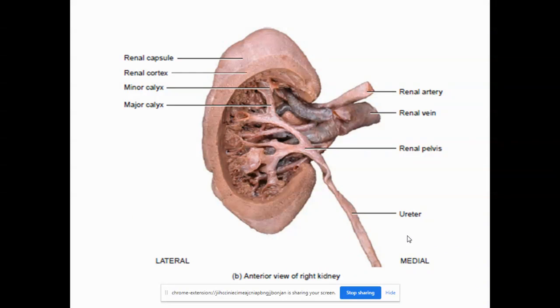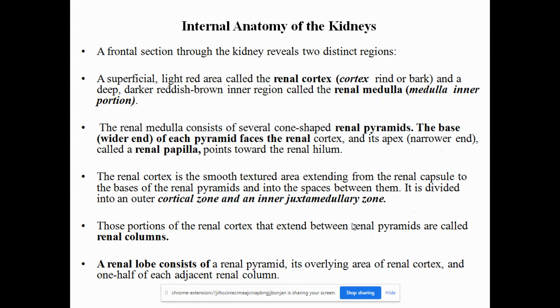So this is the dissection of the kidney, the dissected histology of the kidney, which is showing the renal capsule, renal cortex, minor calyx, and the major calyx, the renal artery, renal vein, the renal pelvis, the ureter, etc. So now let us see the internal anatomy of the kidneys.